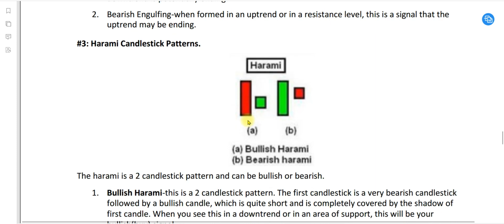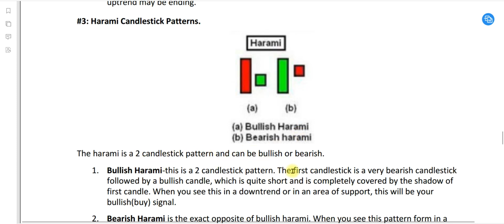So for the bullish one now, we have a big bearish candle and we have the small green candle. Then for the bearish one, we have the big green candle and then the small red candle. So for the bullish RME, the first candlestick is a very bearish candlestick, followed by a bullish one, which is very short, and it must be completely covered by the first candle. So the shadow of this bearish candle must completely cover the green one. So when you see this in a downtrend, or in a zone of support, it is telling us that we might actually be ready for a buy.